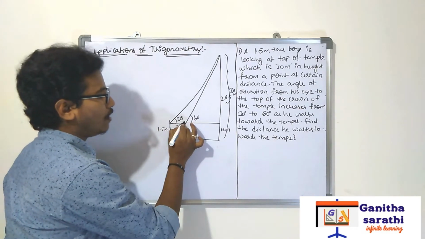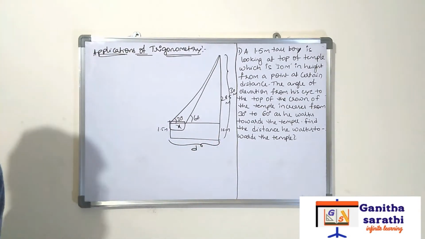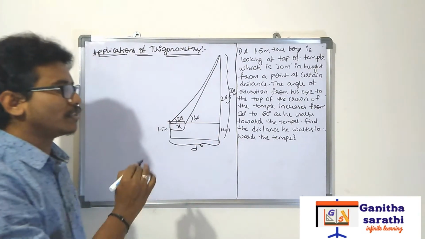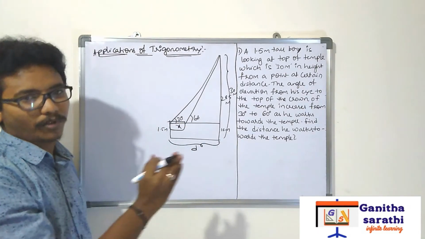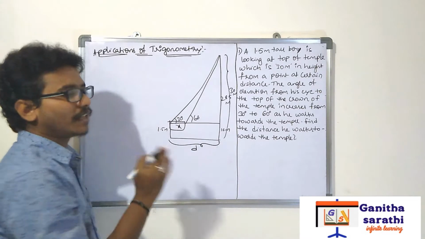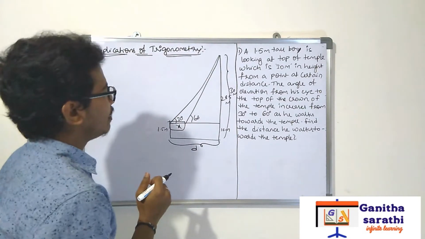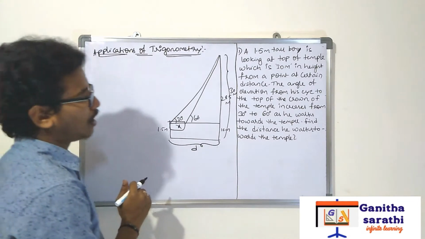So we have to find the value of x, and take the total distance as d. We have to find x, how much distance he is walking towards the temple, that is, from the 30 degree angle to the 60 degree angle. The question is like that. Now see how we will find the value.